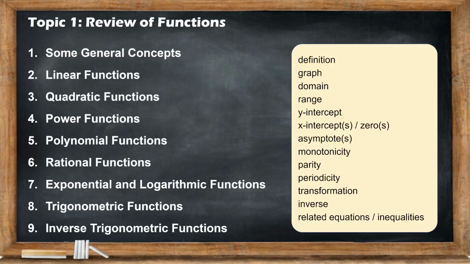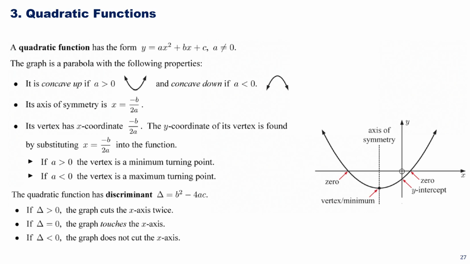Alright, so previously we have covered the first two key points in topic 1, and now let's have a look at key point 3, quadratic functions. Okay, first of all, a quadratic function has this form: y equals ax squared plus bx plus c, where a is not 0. Otherwise, it could be a linear function, right? The graph is a parabola with the following properties.